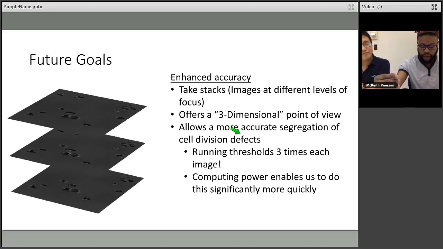So future goals. Our future goal is to continue to make a more accurate and reliable algorithm. As of right now, the algorithm accepts one stack, which is one image at a single particular resolution. However, if we take an image of, say, 3 stacks at 3 different resolutions, we can run the algorithm on each stack, and each stack will have their own thresholds as described by Felix. So this will allow it to be a little bit more accurate, and of course there'll be 3 times as many images, but since this is done through a computer, it's feasible now. So we can now have the most accurate and most confident cell division defect identifier as we possibly can have.